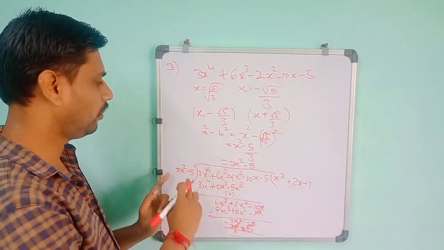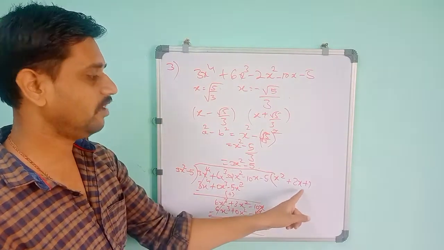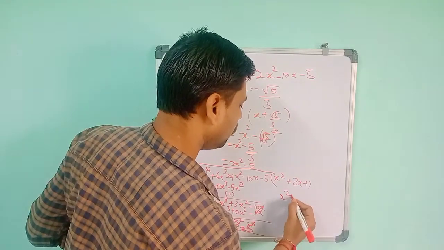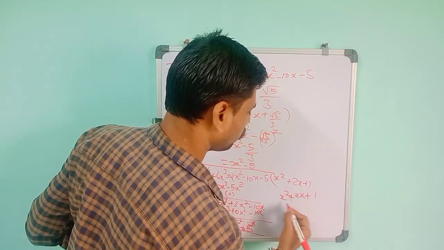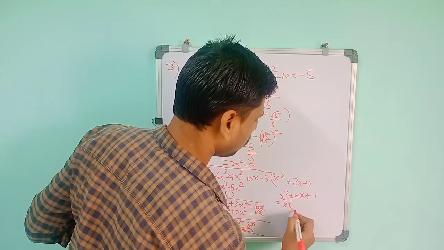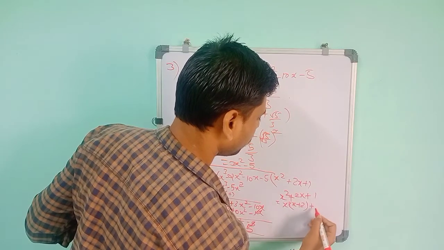Then from solving this division method, you will get the quotient as x square plus 2x plus 1. So x square plus 2x plus 1 we can split as x square plus 2x plus 1, you take common.